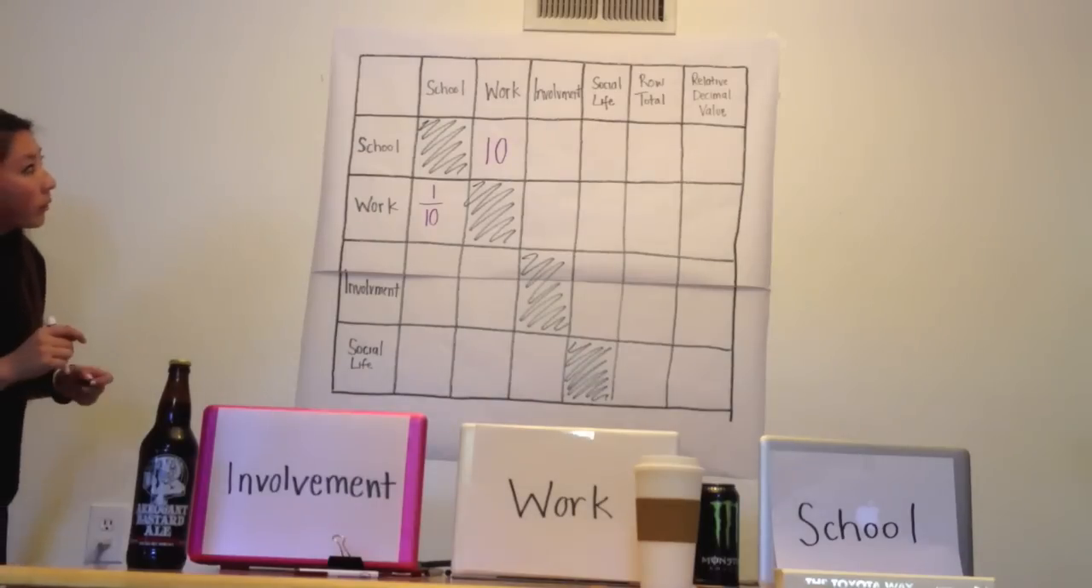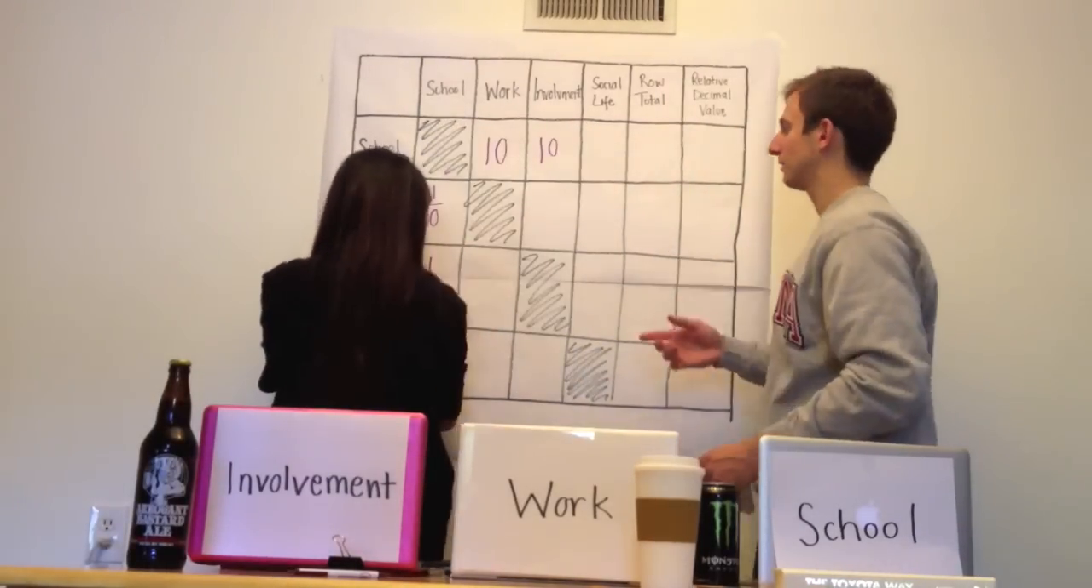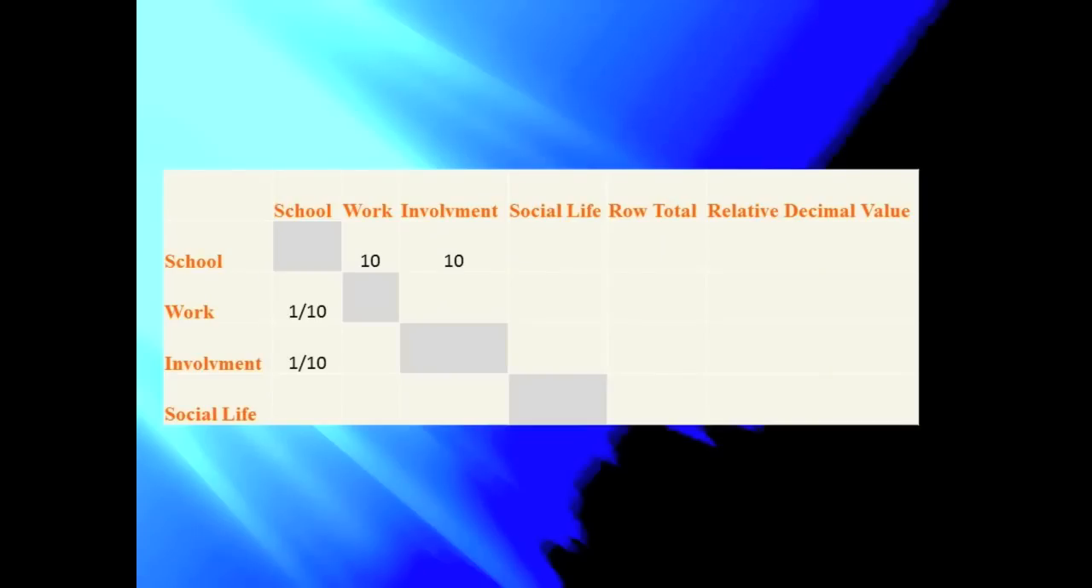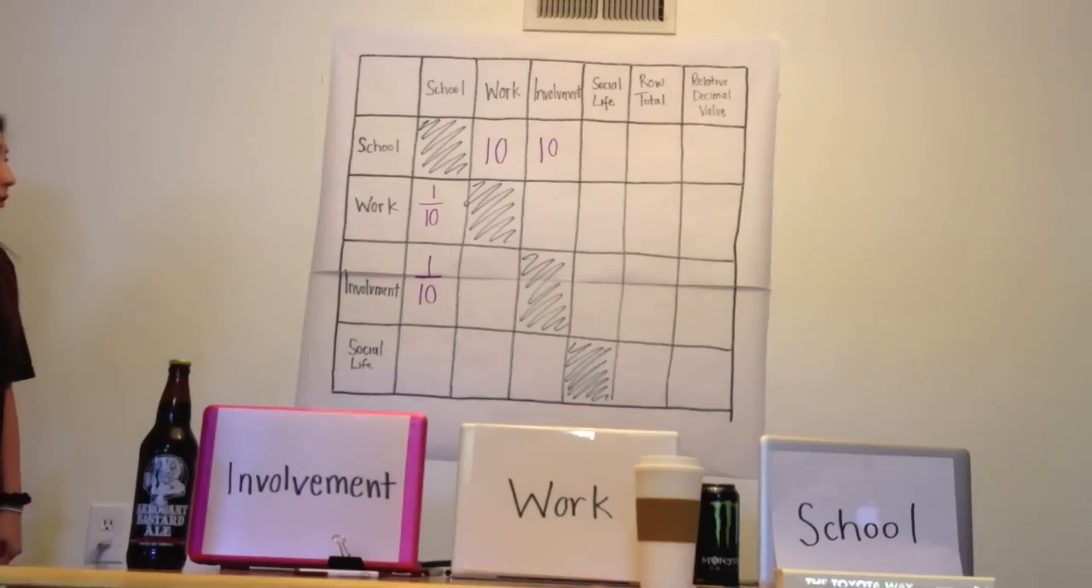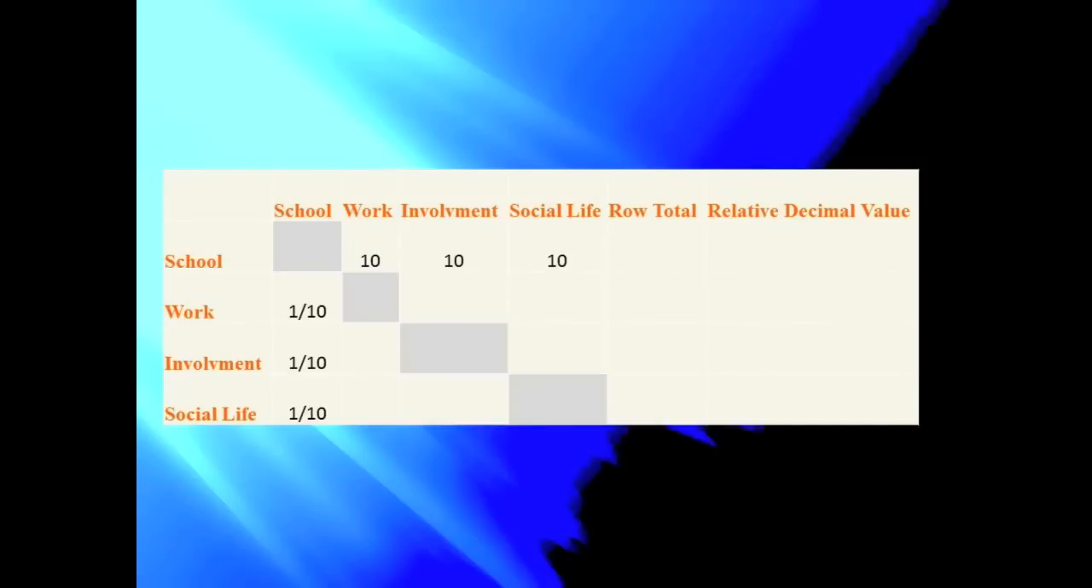Now Lorraine is comparing schoolwork with her involvement. Again, school is much more important, so it receives a score of 10, while the involvement receives a score of 1/10. The same is true with school versus social life. School gets the 10, and the social life gets the 1/10.